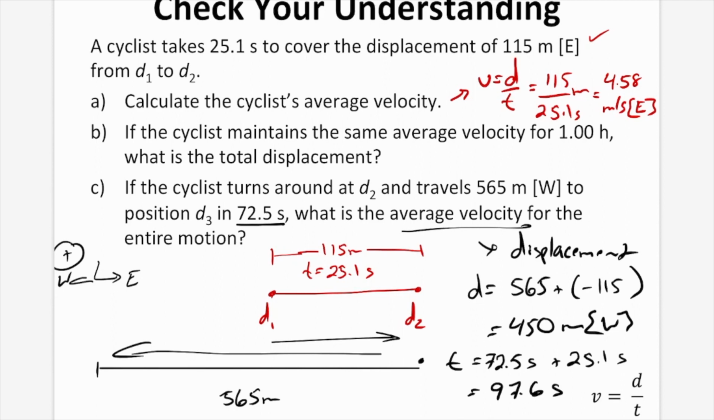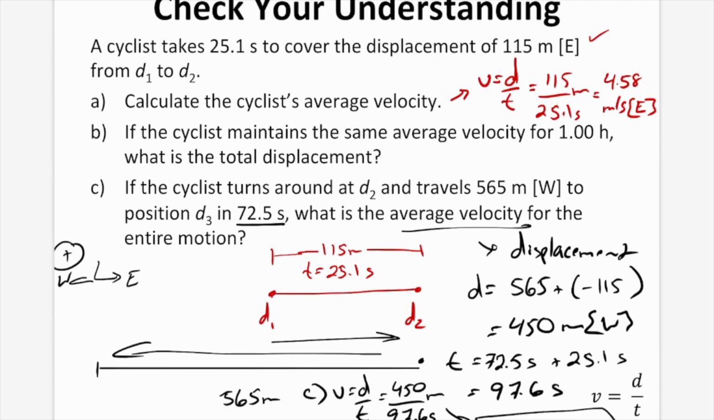So for C, v equals d over t, 450 meters divided by 97.6 seconds, and that equals 4.61 meters per second west. And that's our final answer for C.